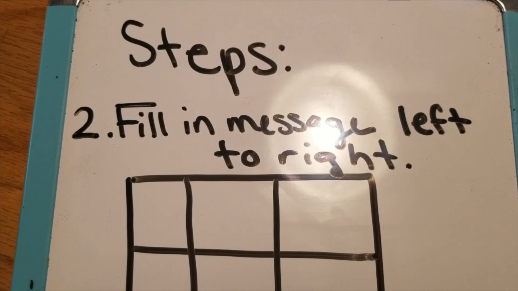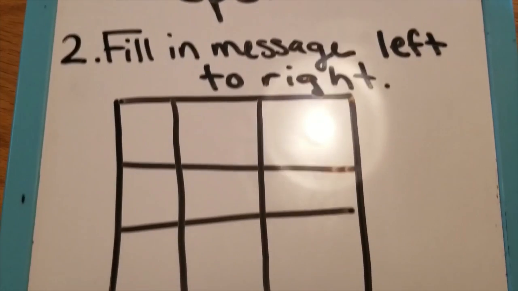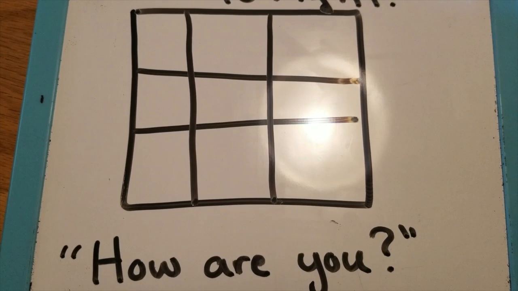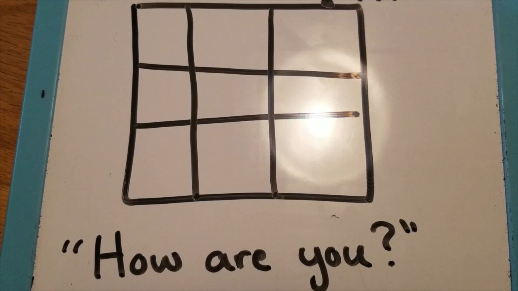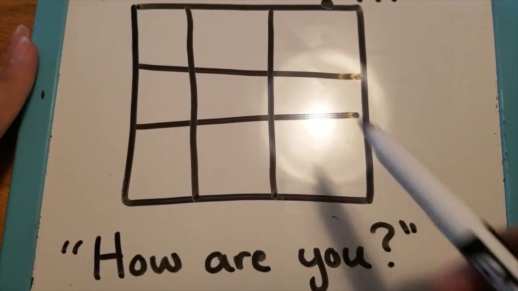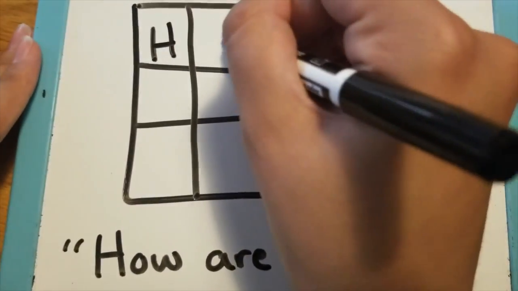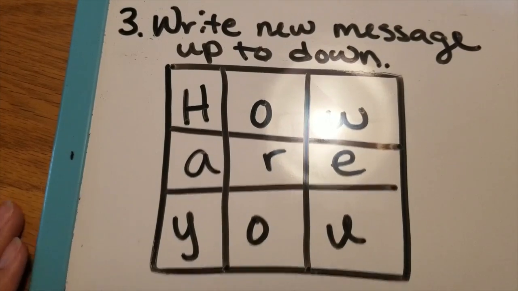The second step that we will be taking is filling in our message left to right in the table. So let's look at an example message, "How are you?" For filling out the table, we will not be including any spaces or punctuation marks like a period or an exclamation point. So, filling in the table left to right, we have, and so on.